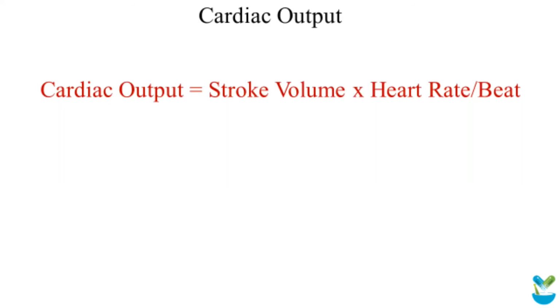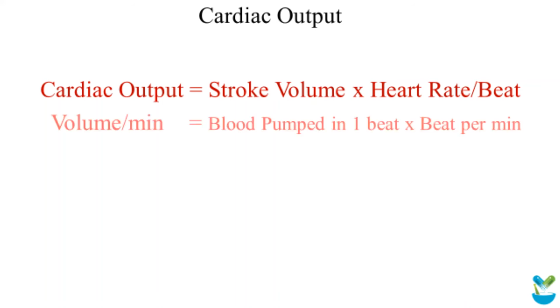Okay, so now some terminologies that I want to explain. First is cardiac output. The cardiac output, as the name indicates, is the output coming out from the heart, right? So the cardiac output can be calculated if you know the stroke volume and the heart rate. Cardiac output is the volume of blood which ejects out from the heart in 1 minute.